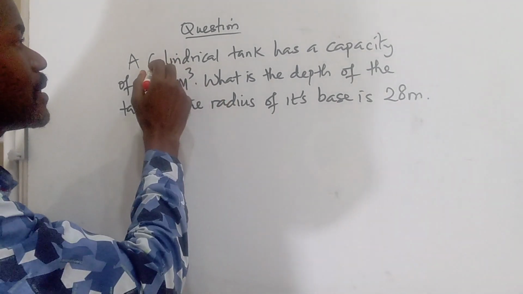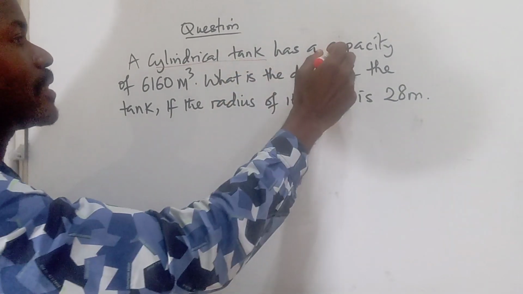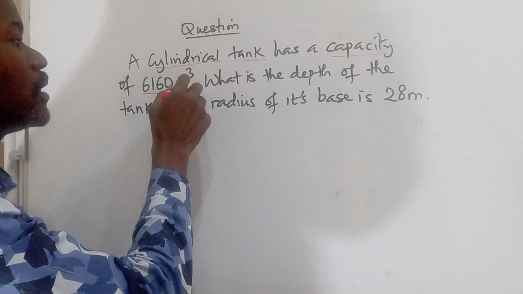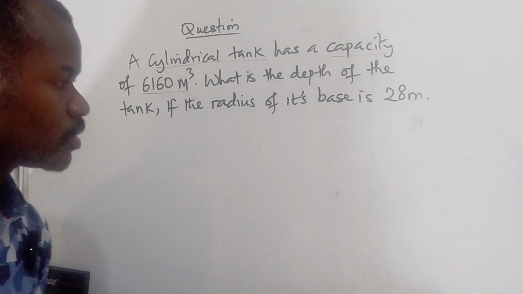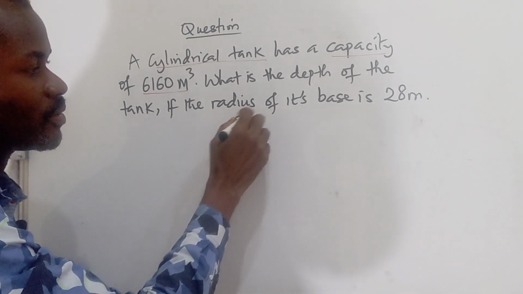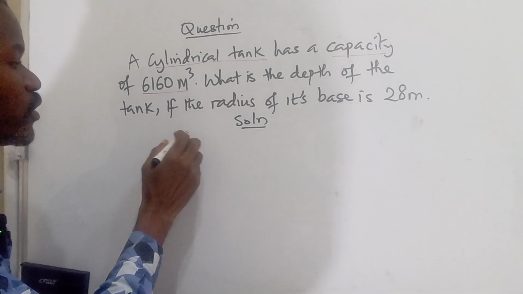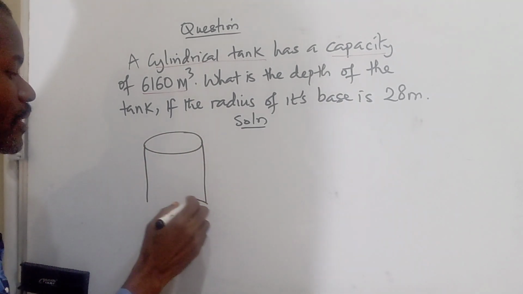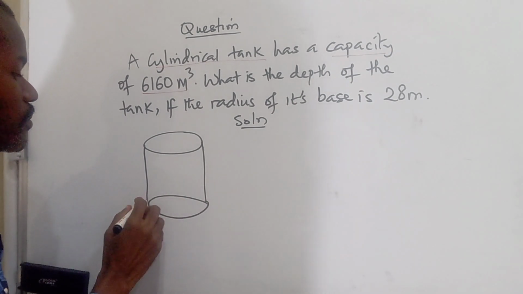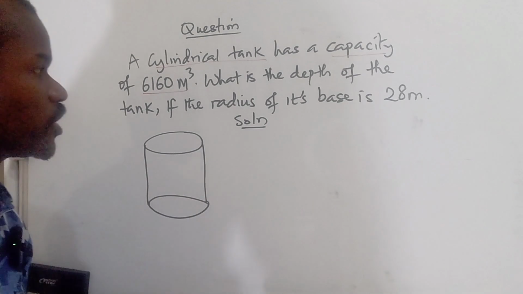It says a cylindrical tank has a capacity of 6,160 meter cube. So what does that tell us? That already gives us information. Let's represent the tank like this, okay? Let's say this is the tank. This is a cylindrical shape.